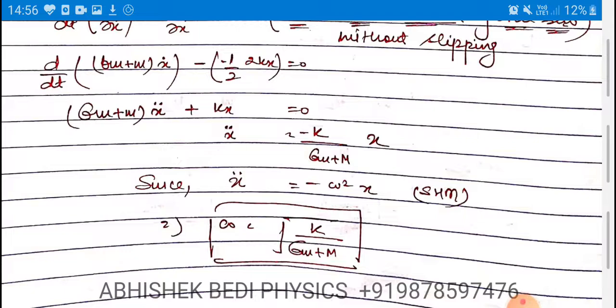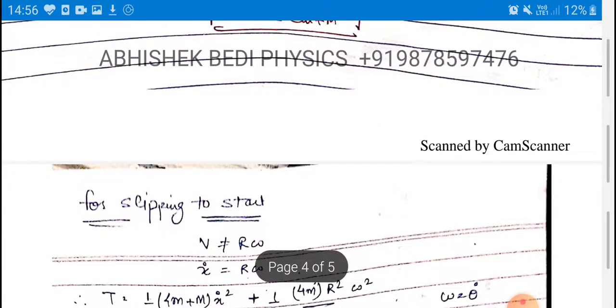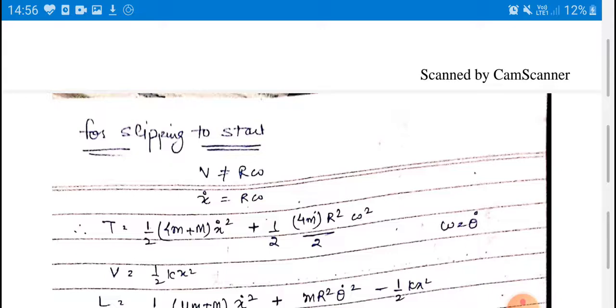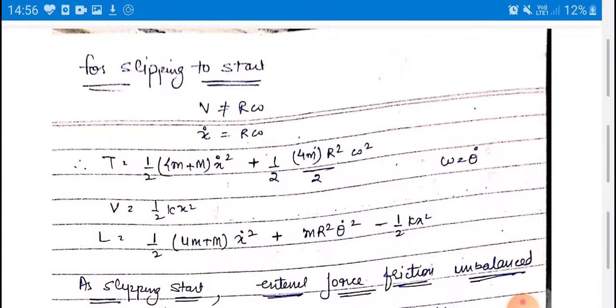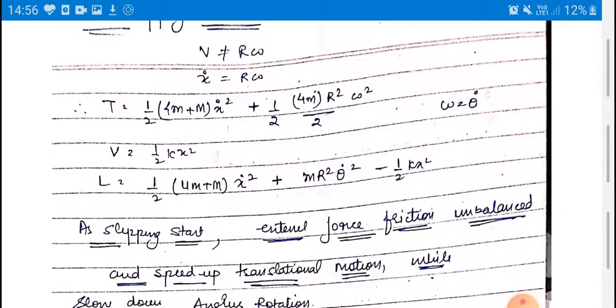So this was the very first part. If in the exam they ask only till omega, that would be a very good, easier question, but they have asked a bit more difficult one. So what to do next? When slipping starts, then v is not equal to r omega, so we have to deal with the translational motion and rotational motion separately. I will have two independent physical quantities, displacement x and angular displacement theta, so my Lagrangian will be: half (4m plus capital M) x dot square plus m r square theta dot square minus half k x square.